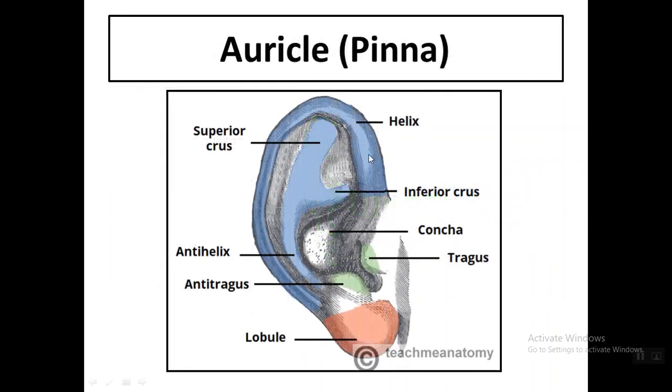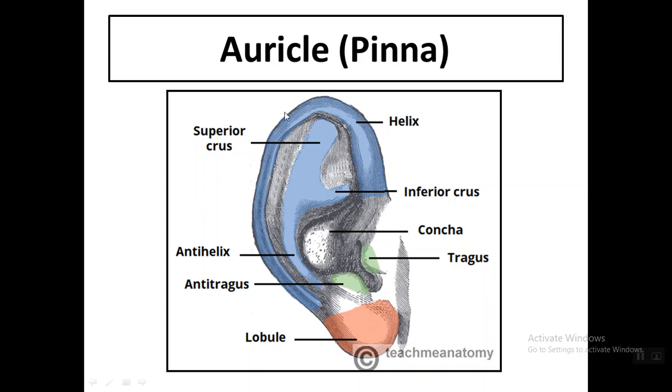The first part of the external ear is the auricle or the pinna. It is made of elastic cartilage, except the lower part of it, which is devoid of cartilage, and is called the lobule, the ear lobule.